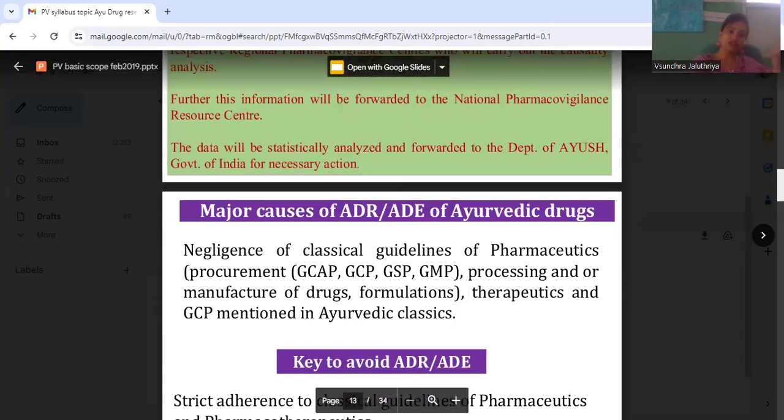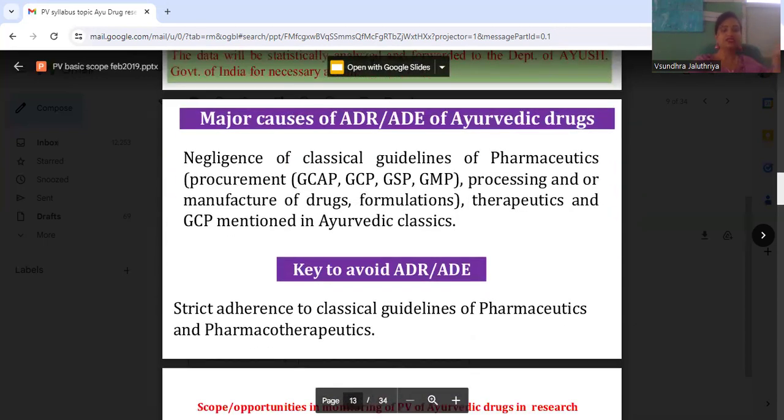Major causes of ADR and ADE with Ayurveda drugs: negligence of classical guidelines of pharmaceutics, procurement, GCP, GSP, GMP, processing and manufactured drug formulation, and therapeutics, as mentioned in the Ayurveda classics. The key to avoid ADR and ADE is strict adherence to the classical guidelines of pharmaceutics and pharmacotherapeutics. Always follow the classical guidelines.